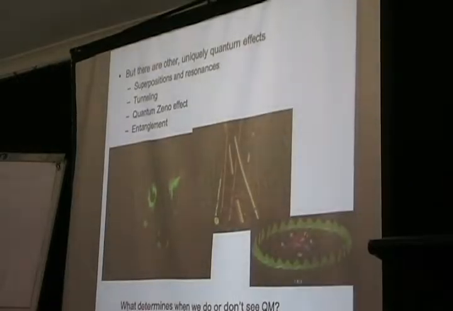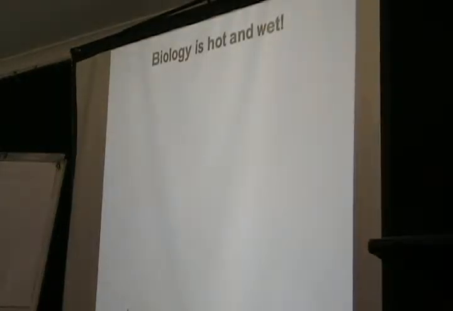But of course, as we've already seen, there are some places where uniquely quantum effects play an important role. We have superpositions and resonances, tunneling, proton tunneling, the quantum Zeno effect, which I'll talk a little bit more about in a moment, and entanglement. They come into these various systems, photosynthesis, retinal. And so the question is, how do we determine when we will or won't see quantum mechanics in these different systems? And of course, part of the answer is that biology is hot and wet.